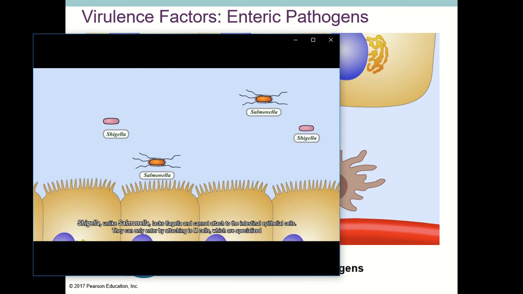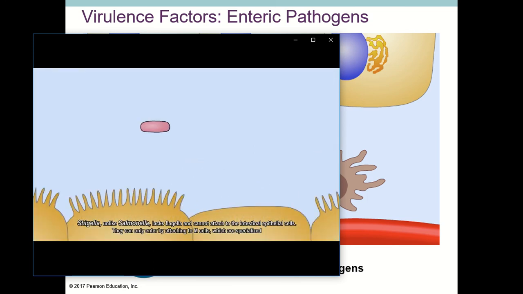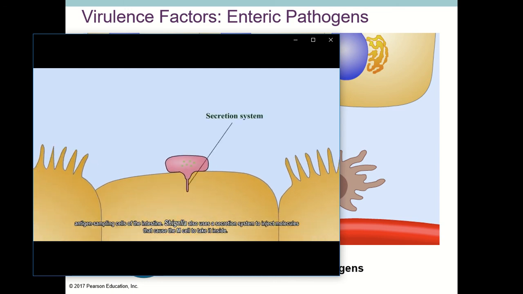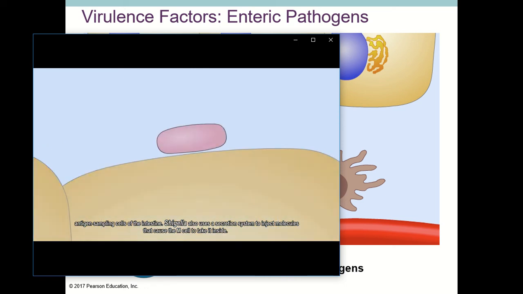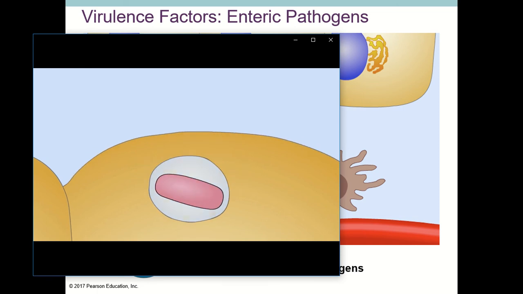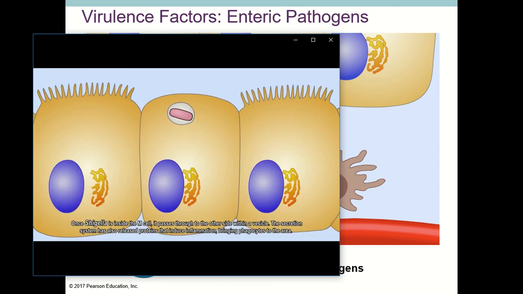Shigella, unlike Salmonella, lacks flagella and cannot attach to the intestinal epithelial cells. They can only enter by attaching to M cells, which are specialized antigen sampling cells of the intestine. Shigella also uses a secretion system to inject molecules that cause the M cell to take it inside. Once Shigella is inside the M cell, it passes through to the other side within a vesicle.